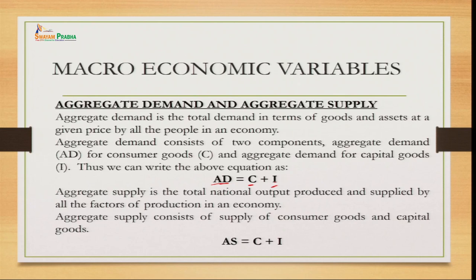for capital goods. So, all the consumer goods demanded by the residents in the economy, all the people in the economy, as well as the demand for capital goods, will constitute a part of aggregate demand. In the same way, the supply of consumer goods by all the producers and the supply of capital goods by all the suppliers will create aggregate supply, right. So, this is how we calculate aggregate demand and aggregate supply.